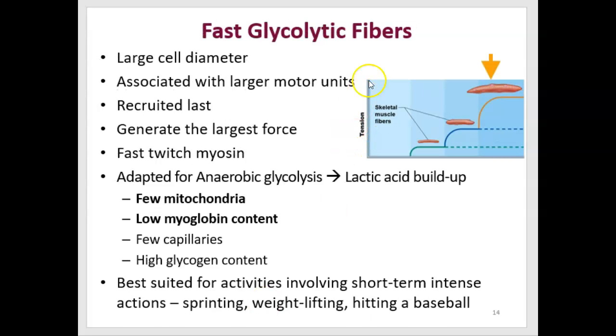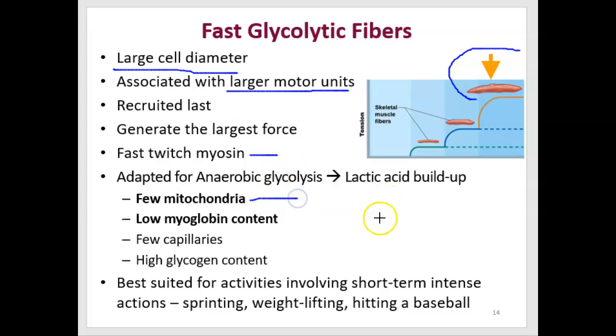Now let's look at the other extreme, fast glycolytic fibers. So in this case, these are fibers like in the lateral rectus that reach tension quickly. They have short bursts, short twitches. So these are larger cells, so they're associated with larger motor units. They're recruited last when a muscle contracts. I'll show it over here. They have fast twitch myosin. That means ATP breakdown happens quickly.